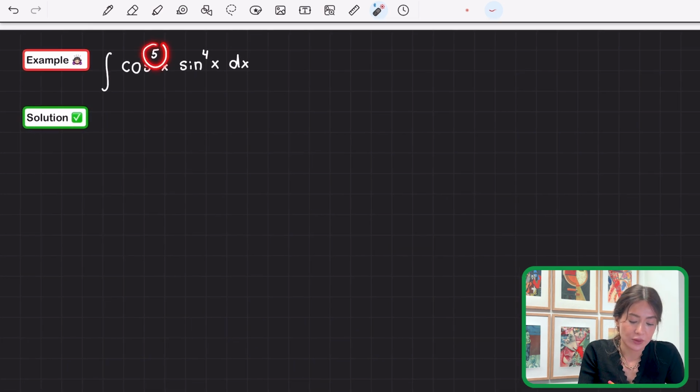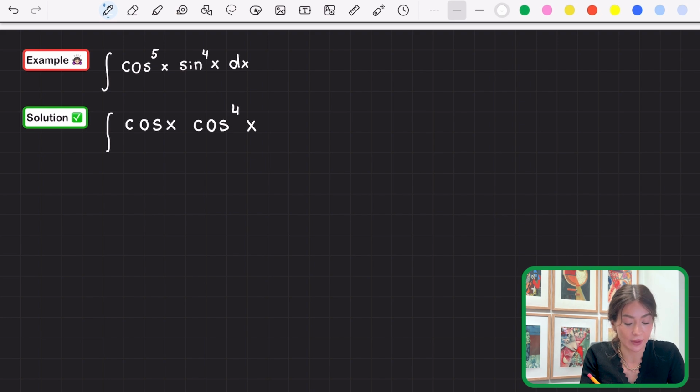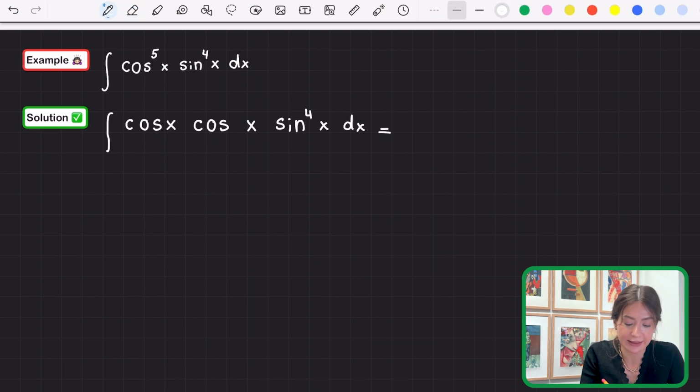So now solving this integral, it's very similar, but now we have it raised to the 5th power. First step is going to be the same. I'm going to borrow and take out 1 cosine, and I'm going to have cosine raised to the even power, in this case 4th power. And now I'm going to write this not as raised to the 4th power, but as cosine squared, squared, which is the same as cosine raised to the 4th power. It's just a different way of writing that. And I think it's best to write it like that.